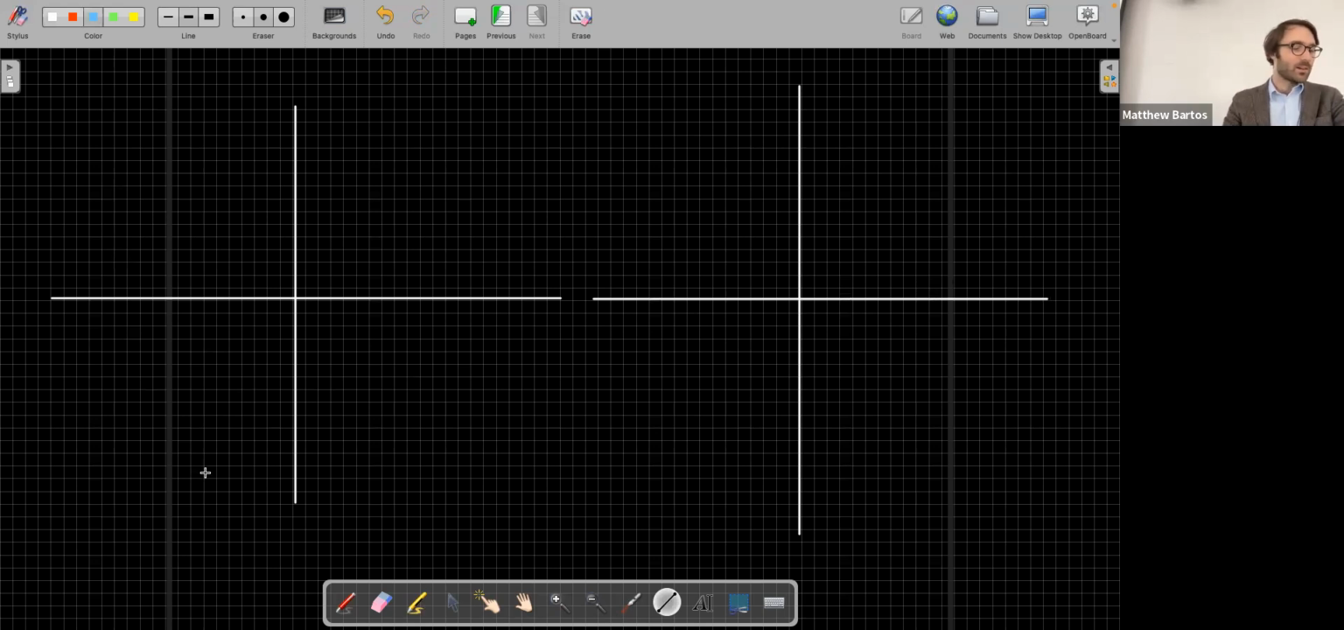Okay, so first let me draw a set of linearly dependent vectors. So the following set of vectors is linearly dependent. Let's say we have V1 and V2.